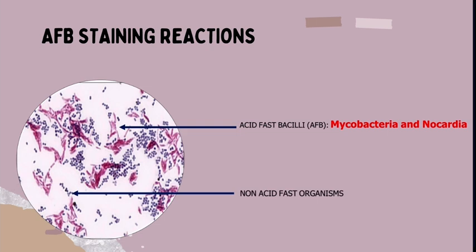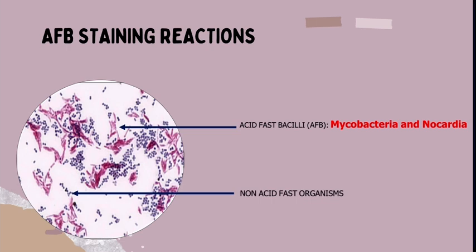So the background of your AFB stain under the microscope depends on the secondary stain that is being used. But please take note: AFB are red, or red bacilli on a blue background, while non-AFB organisms are blue on a blue background.